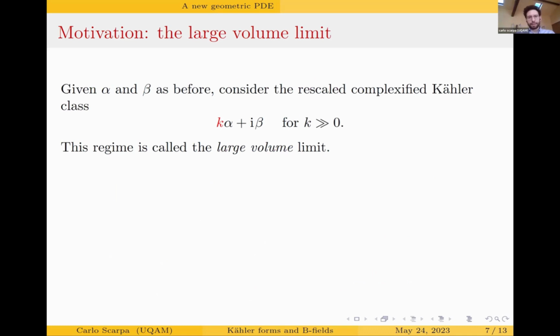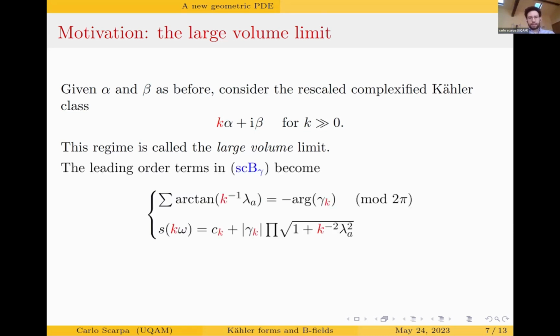So if we have two cohomology classes, and again, alpha will be the Kähler class, so it's positive, while beta essentially is a random cohomology class, then you can consider the rescaled complexified Kähler class given by multiplying alpha by some large positive number. And when you make kappa go to infinity, then this is what is usually called the large volume limit. So let's see what our equation becomes in this large volume limit. Essentially, let's plug kappa into all places and see what happens, at least to the leading order terms of our system.